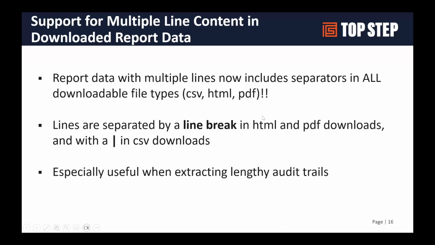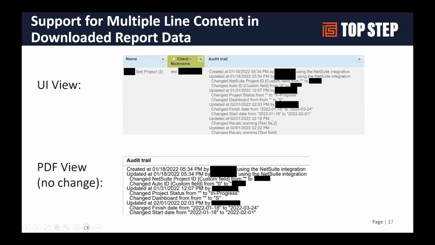And now we can key on those details to see the audit trail much more clearly and be able to use it in CSV much more easily. So here's an example, a typical audit trail here in the UI. You run the report, you get this. And when you run it in the PDF now, it's not going to be jumbled up like it was. It's going to actually show the different line breaks, similar to what you see in the UI.